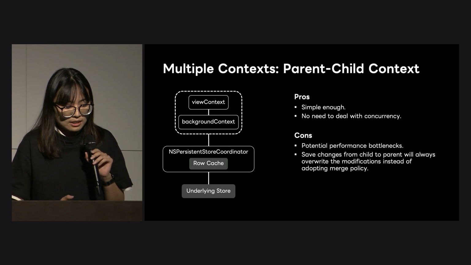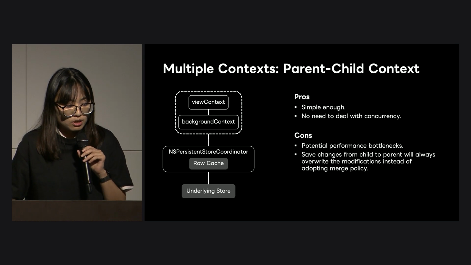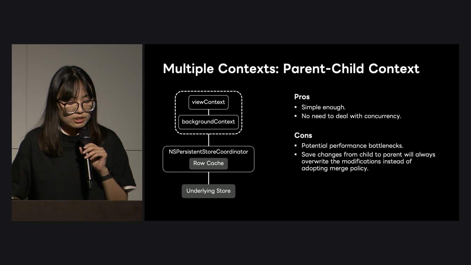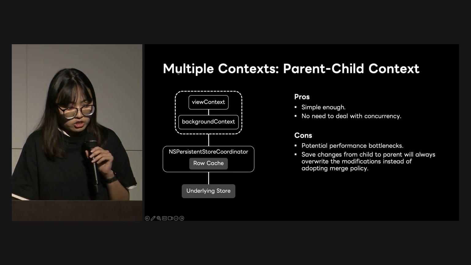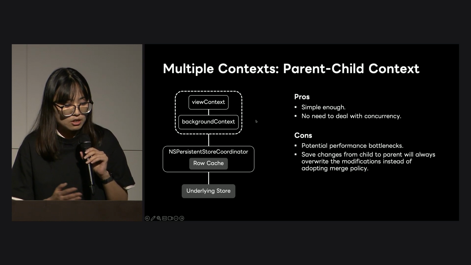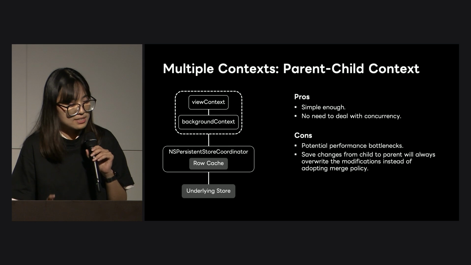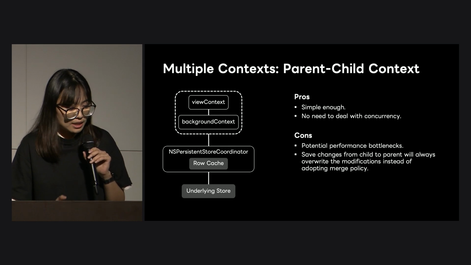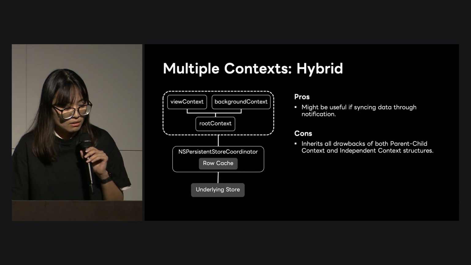Even though data writing is pushed to the background, the view context can still block during heavy background operations. And there's an important thing we have to remember. When saving data from child to parent, the parent context data will always be overwritten. It completely ignores any merge policy you've set. So we have to be careful when using it as well.